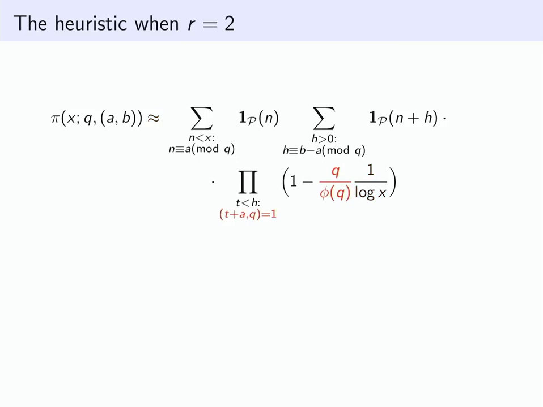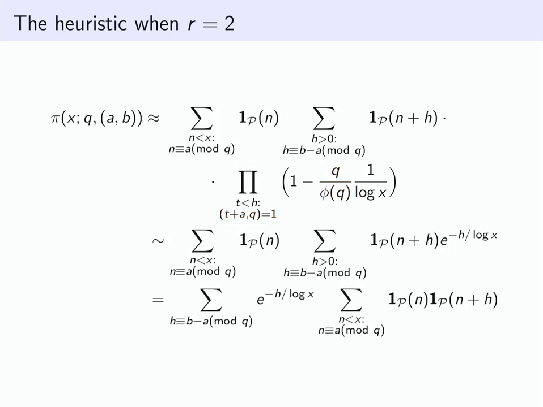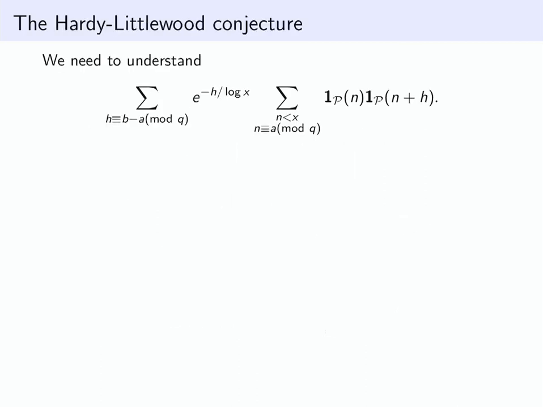And now, this thing is actually pretty nice. You'll notice there's no dependence on t here. This is just going to be some exponential function in the number of terms in this product. And if you actually work out what that turns out to be, it'll give you something like e to the minus h over log x. All right. And then we're going to use the analytic number theorist's favorite trick and interchange the order of summation. So that means we're left to try to evaluate this sum.